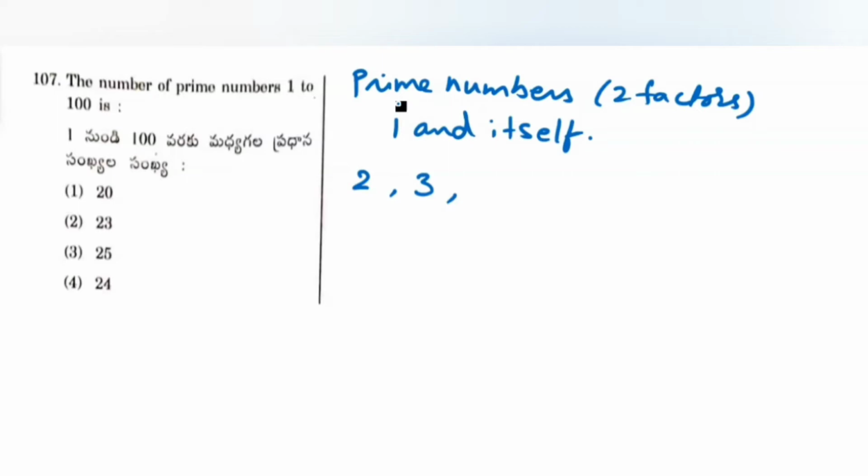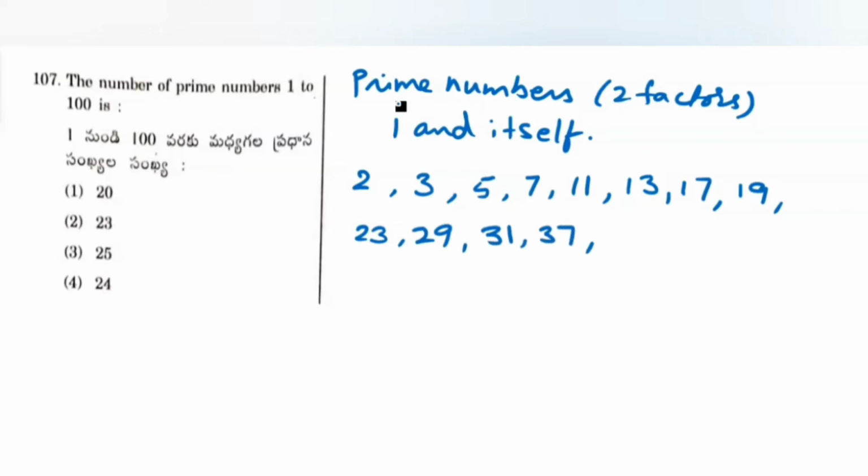Okay. Now, between 1 to 100, the prime numbers are 2, 3, 5, 7, 11, 13, 17, 19, and after 20 we have 23, 29, 31, 37. These are all prime numbers which have only two factors, which don't come in any more table other than 1 and itself table. 43, 47, 53, and 59 is also a prime number.